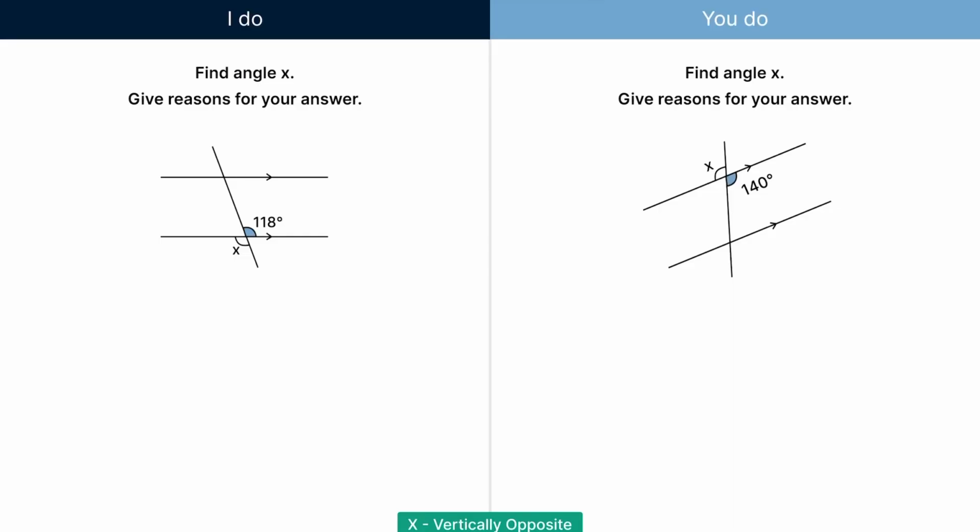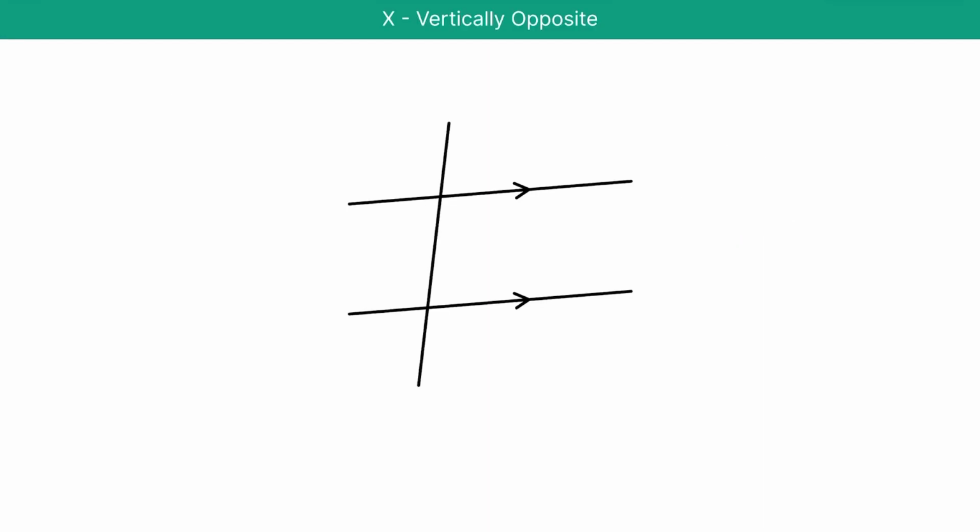So the way my videos work, I'm going to do the example on the left, which is I do. You are then going to press pause and have a go at the example on the right, which is you do. Now, before we do this example on vertically opposite angles, we probably just want to take a step back and look at what exactly this is.